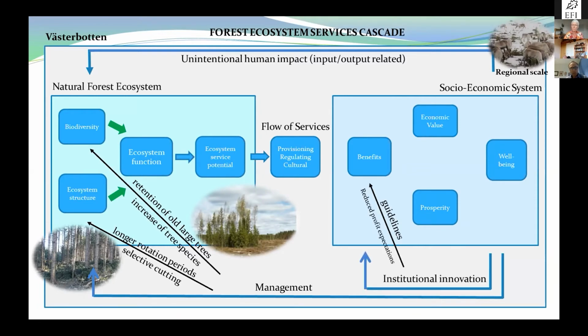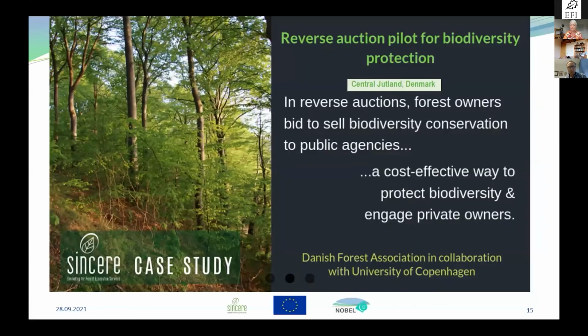On the other hand, we can see in this example that we have two different institutional innovations. So on the one hand, there are guidelines for the public forests, which allow reduced profit expectations for the government forest. The private forest owners, on the other hand, do not have a benefit from this management intervention, as there is no compensation for private forest owners, only for public forest owners. Handing over again to Bart for the two remaining cases.